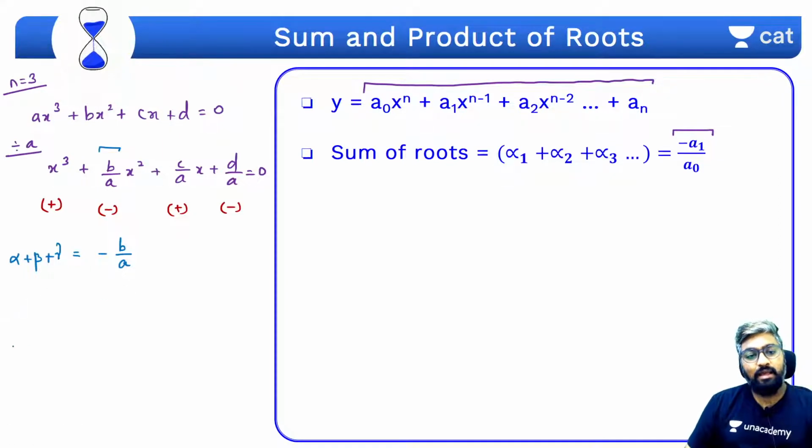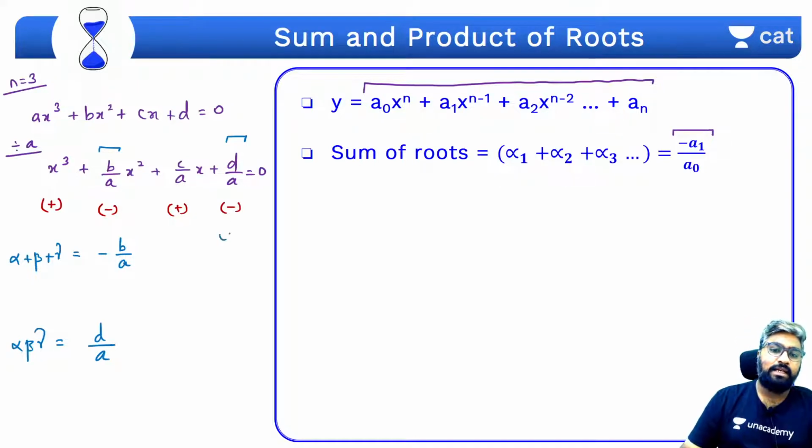Same way, alpha into beta into gamma will be what? The last part, constant part, this one, d by a. What is the sign assigned to it? Negative sign. So it will be minus d by a. Are you understanding this? Now what about this one though?